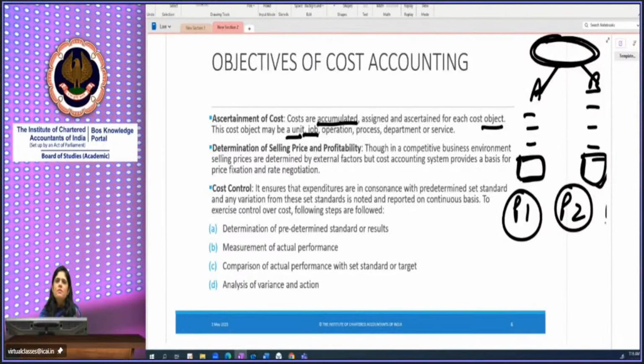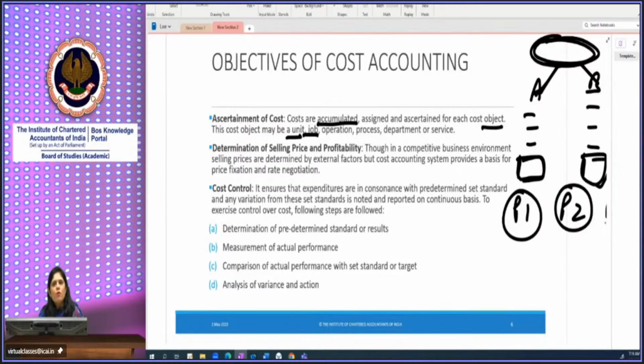So there is the service department, the purchase department, the finance department, the stores department. Management would like to know the cost which every department has incurred, the total cost which the purchase department has incurred, the cost of the production department, the cost of the finance department. So that department may be a cost object. A cost object is something for which you want to calculate the cost.